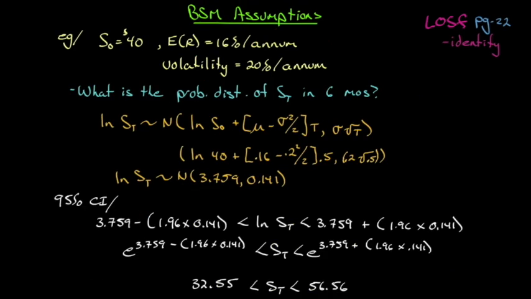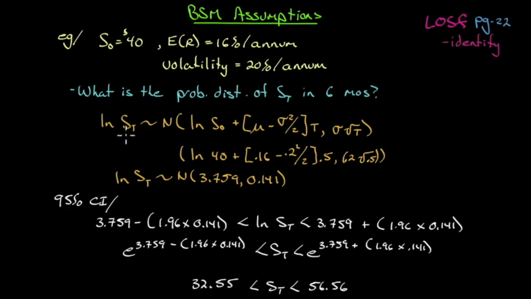So let's do a really quick example to see how we move back and forth from returns to the stock price. Let's say that at some point in time, t equals 0, we observe a stock price of $40. Expected return of 16% per annum, volatility of 20% per annum. Let's say we got that from historical observations and we expect really nothing to change. What is the probability distribution of ST in 6 months, t being some future time period? What's the probability distribution of the stock price? And let's say we want a 95% confidence interval to describe that distribution.